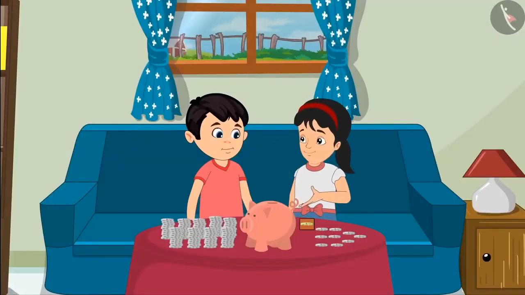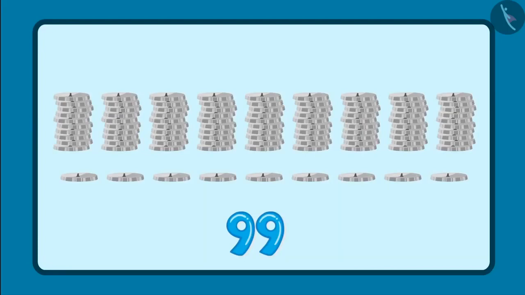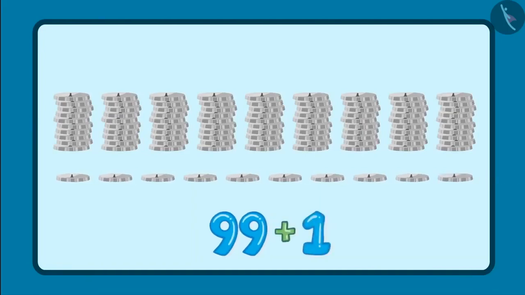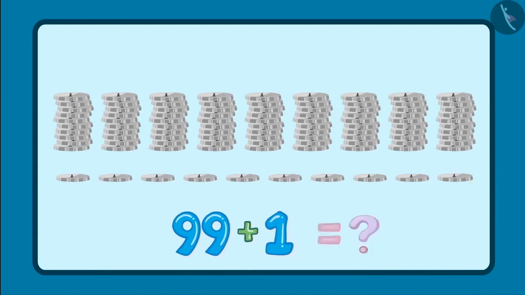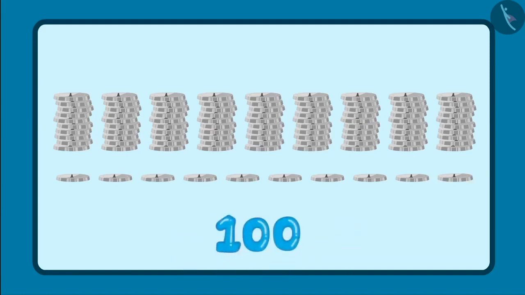After some time, Chotu and Pinky noticed that there is another rupee in their piggy bank. So this means now they have 1 rupee more than 99 rupees. So children, do you know what is 1 more than 99? And how shall we count it? Yes, 100 is 1 more than 99. Come on, let us see how.